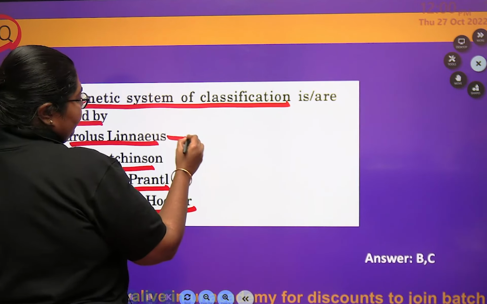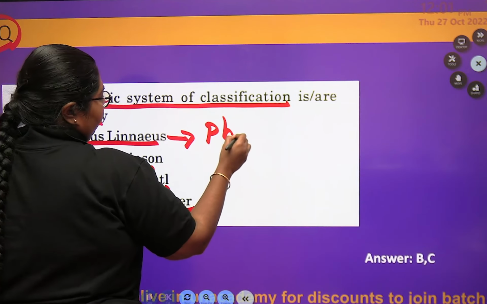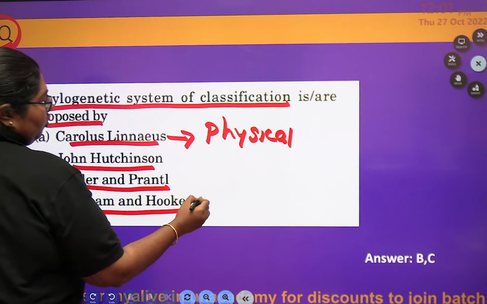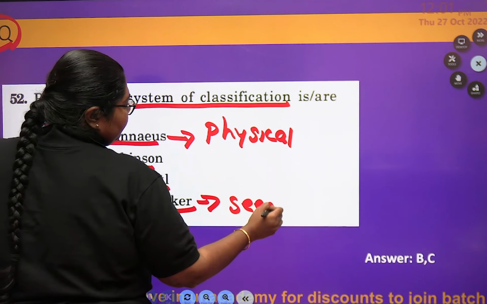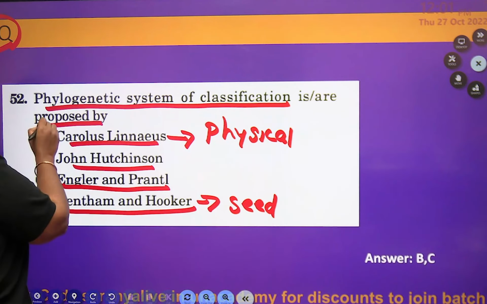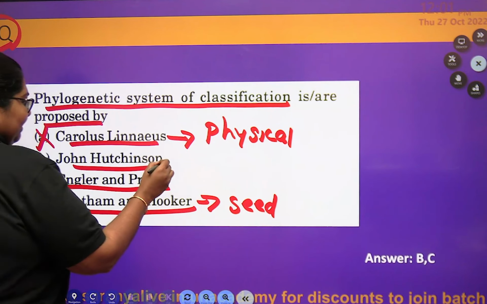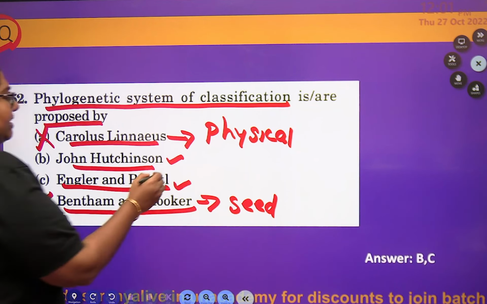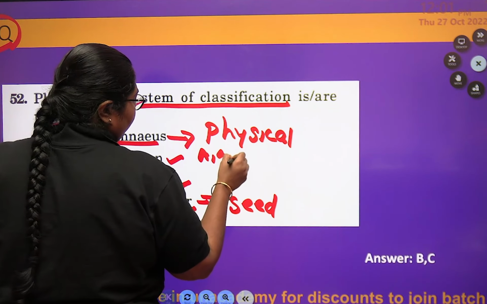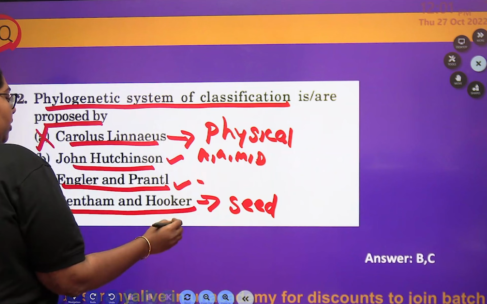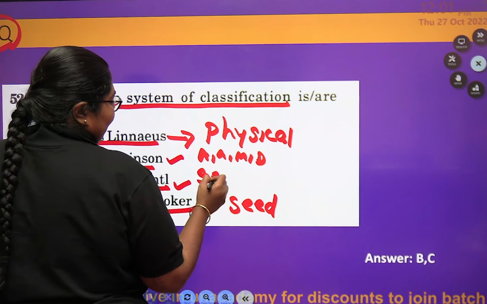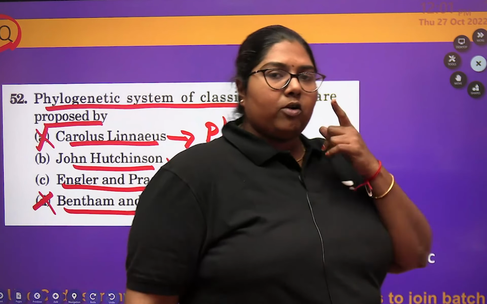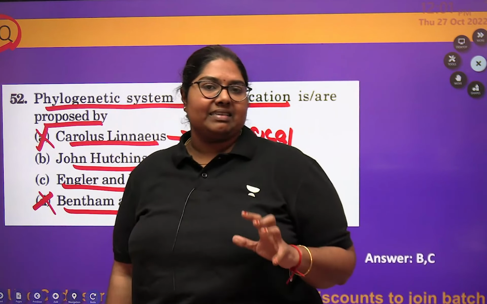Carolus Linnaeus made them based on the physical appearance, so this will not come under the phylogenetic. And Bentham and Hooker was based on the seed, so this will also not come. But these two, John Hutchinson and Engler and Prantl, these two only. Hutchinson gave angiosperm, gymnosperm, monocot, dicot and all. The other gave class, subclass and all. So these two are the only ones coming under the phylogenetic system. I hope this is all clear to you regarding this question.